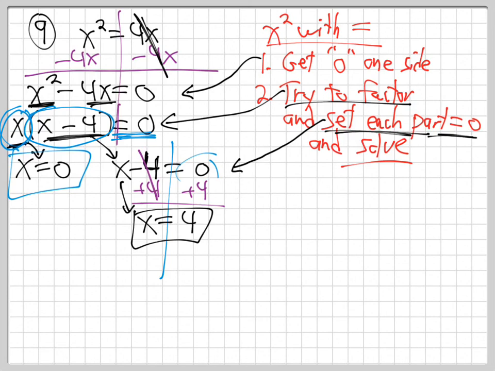So how do you enter it on Math Excel? They want you to put in 0, 4. Either order, you can put the 4 first and then the 0. It doesn't matter at all. Just both answers separated by a comma.